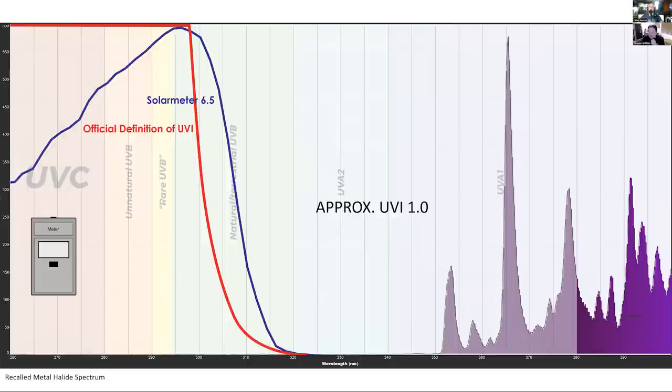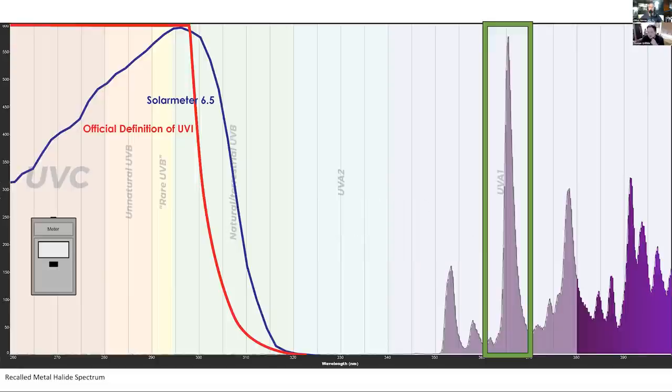So we would expect, in theory, a UVI reading from this lamp if we had a perfectly calibrated, perfect UVI device. But it's still not strong enough for me. UVI 1, if it was UVI 4.5 and we were getting an average of 5, I'd be happy. The official reading being UVI 1 is still not quite high enough for me. And I think it has something to do with this huge spike of energy, of light, in the UVA part of the spectrum, at around 365 nanometers.